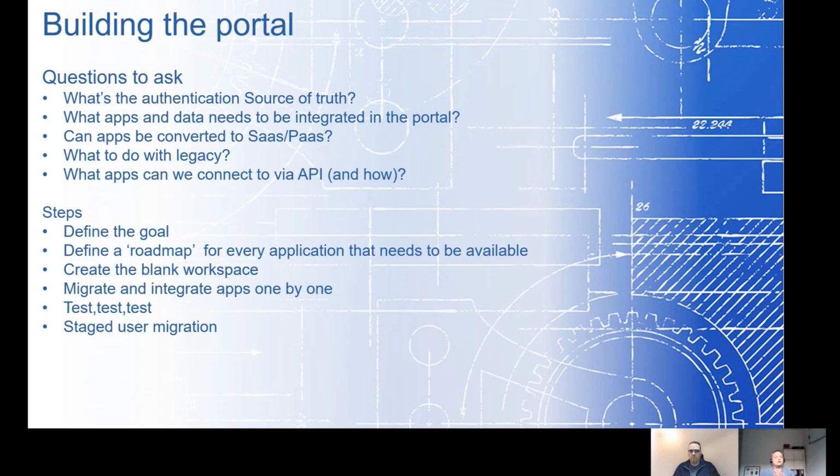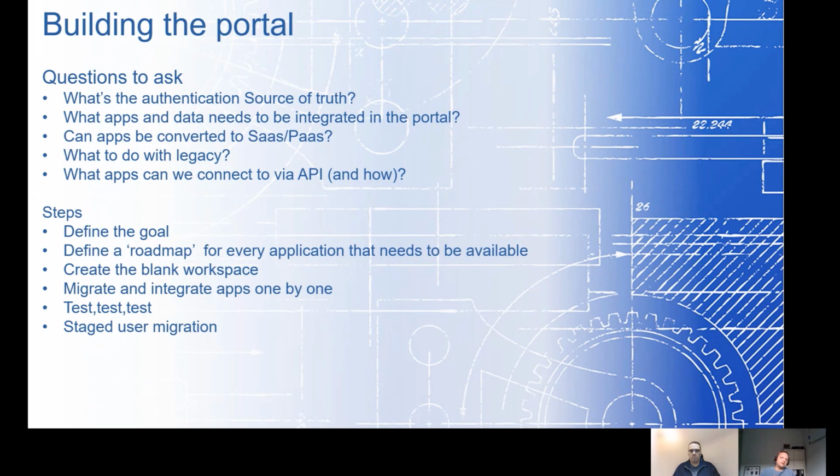So you have to define the goals. If we're going to do this migration from a traditional VDI to a workspace portal application, what's the ultimate goal? Is it that we want to have all applications available from one workspace? Do we want everything single sign-on? Do we want to make the users log on to as few applications as possible? So define a goal that you want to achieve in the end.